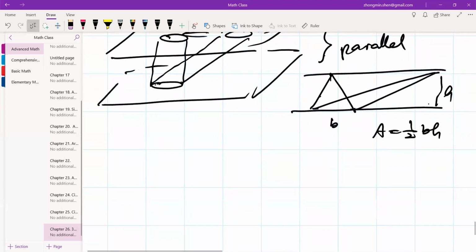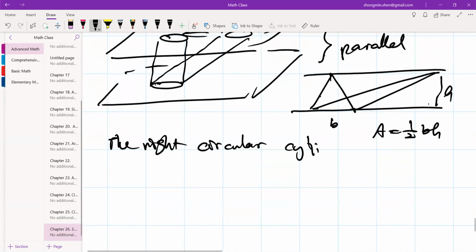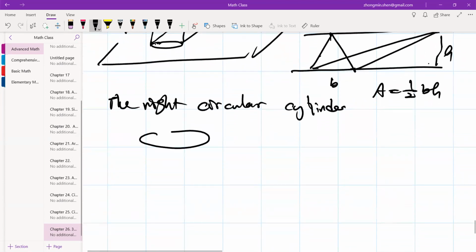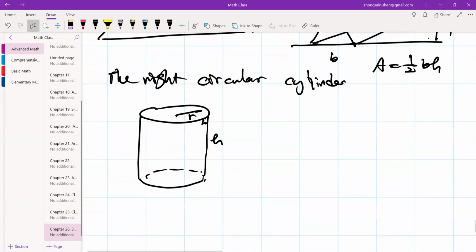Let's look at the right circular cylinder. The right circular cylinder is the most popular one. We usually say cylinder to mean this kind of cylinder. So the radius is r, and here's h. This is a 90 degree angle, perpendicular. It's called the right circular cylinder.